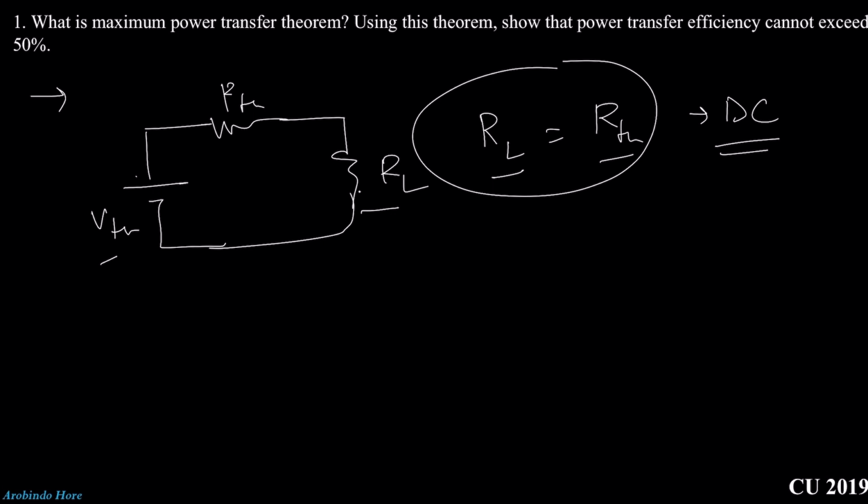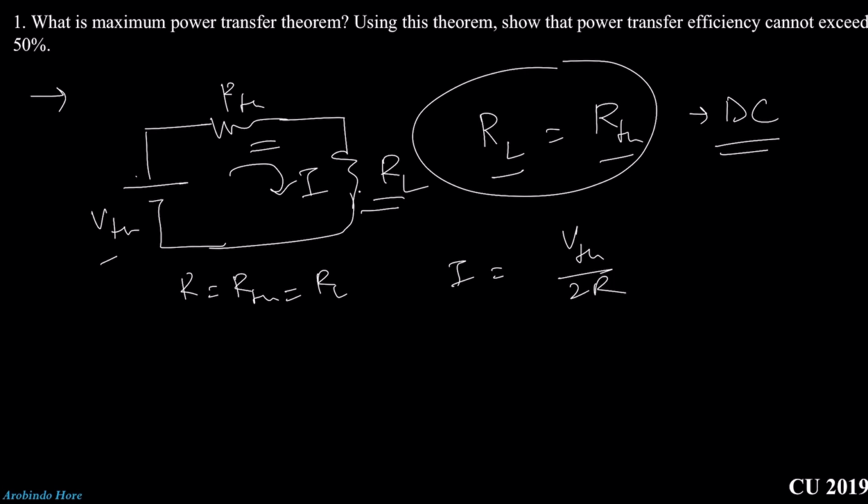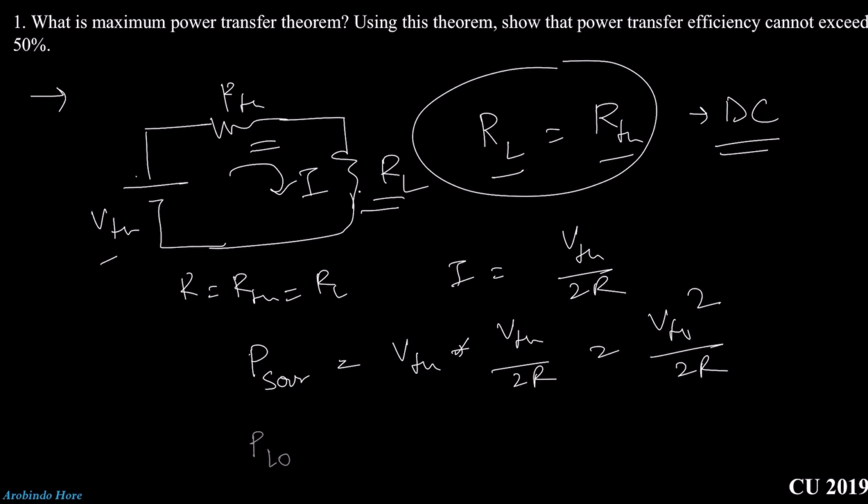And here they told us that it cannot exceed 50%, right? Let's assume R equals RTH equals RL. That means the current I will be VTH divided by 2R. Okay. So if we calculate the power, then we will get P source will be VTH voltage into current. This will be VTH square by 2R. Okay. If we calculate power at load, P load will be how much? The current I square into RL or R. That means R multiplied by VTH by 2R whole square. That means VTH square divided by 4R.